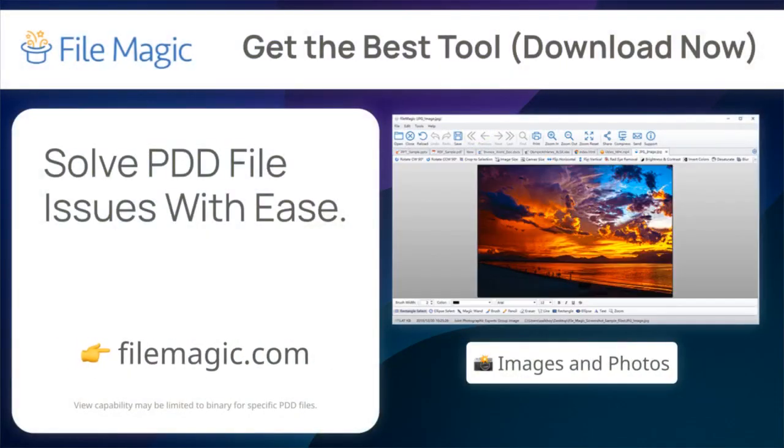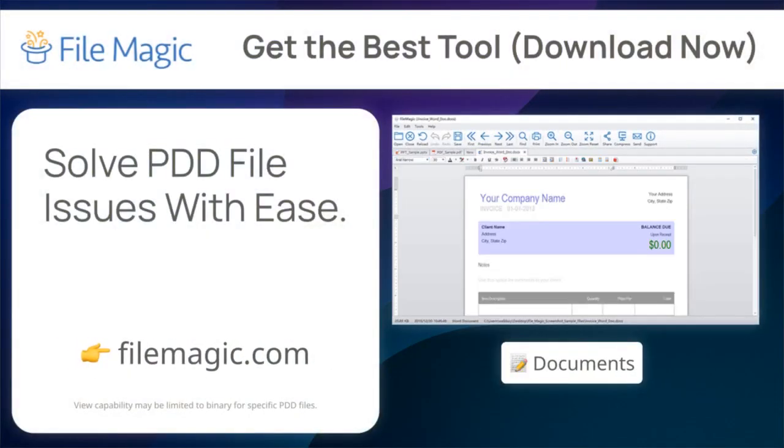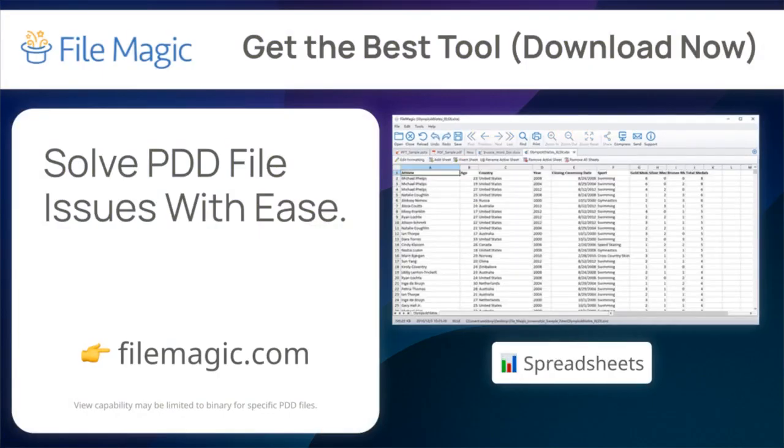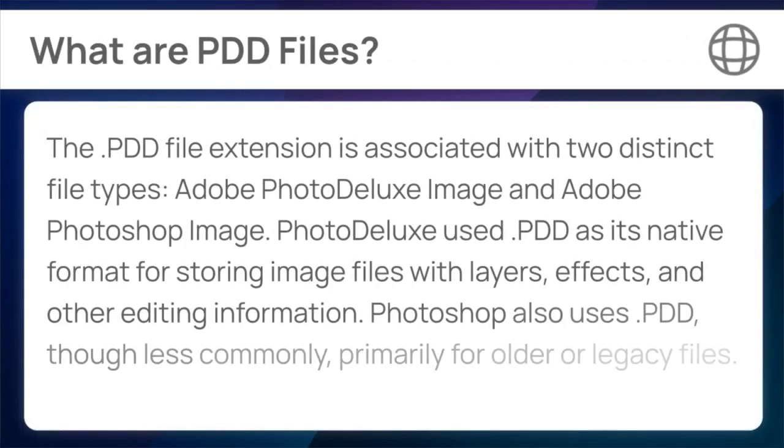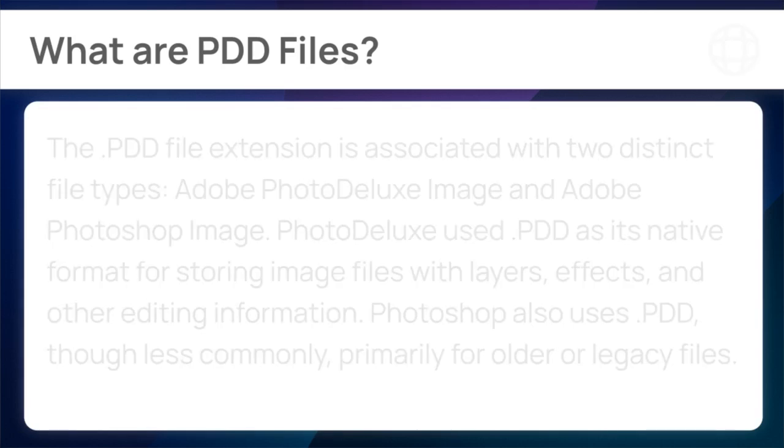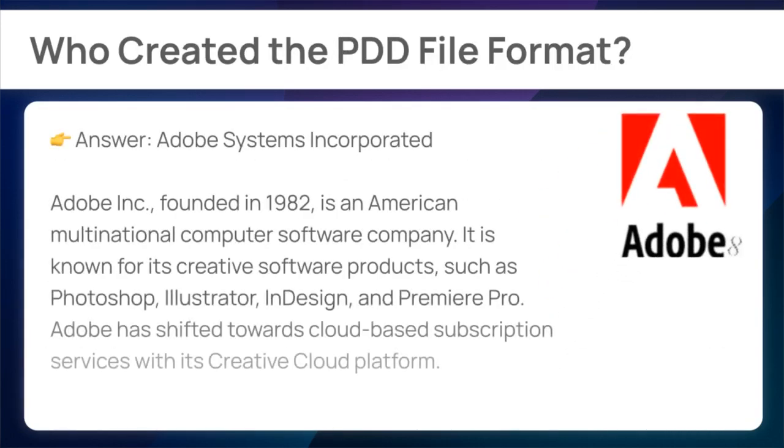We will reveal why investing in one exceptional PDD file inspection utility is the best long-term solution for managing countless file formats. The PDD file extension is associated with two distinct file types, Adobe PhotoDeluxe Image and Adobe Photoshop Image. PhotoDeluxe used .pdd as its native format for storing image files, with layers, effects, and other editing information. Photoshop also uses PDD, though less commonly, primarily for older or legacy files.